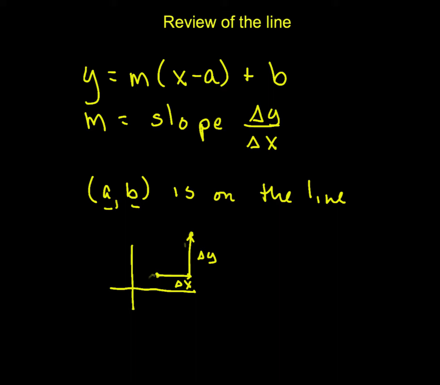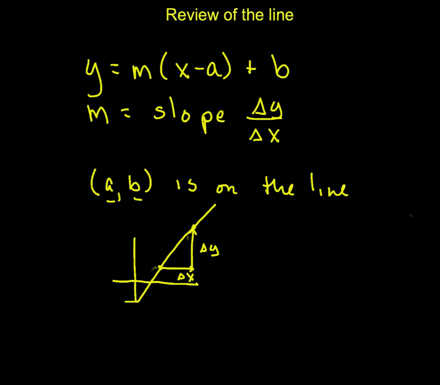And in fact, any point on the line connecting these two points will adhere to this ratio. And so the minute I have a point (a, b) and I have the slope, delta y over delta x, I can use that as a means to get to any other point on the line. So let's look at a very simple example.